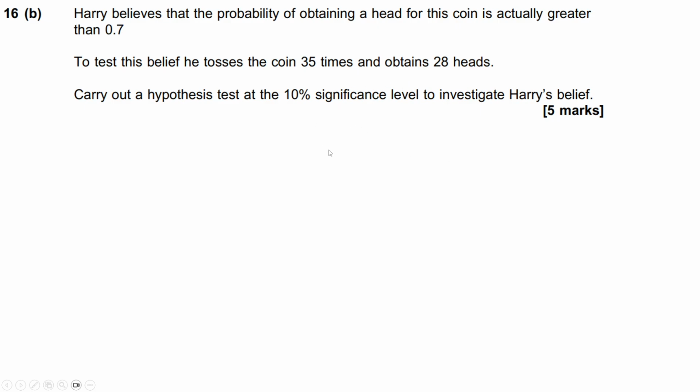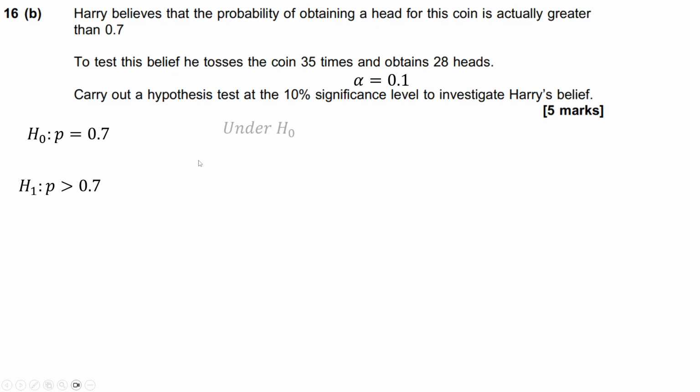Okay, so the significance level is 10%, so we can just say that alpha equals 0.1. Alpha just means the significance level. If you're unsure what this means, it's how eager Harry is to reject the null hypothesis, or what the main belief is, which is that it's just 0.7. So the null hypothesis is 0.7, and the alternative hypothesis, which is what Harry believes, is that it's greater than 0.7.